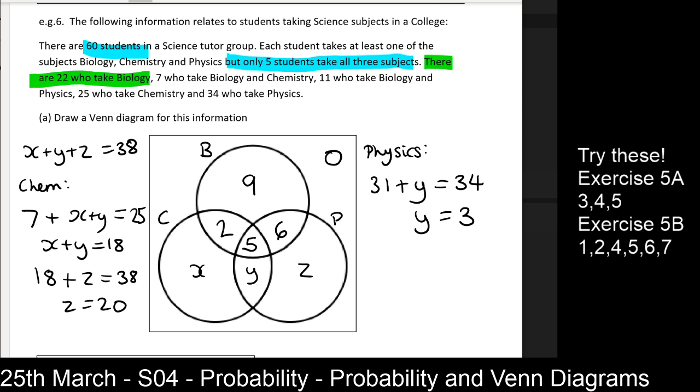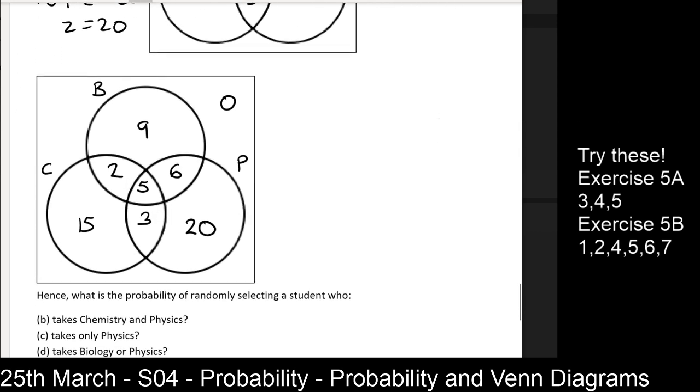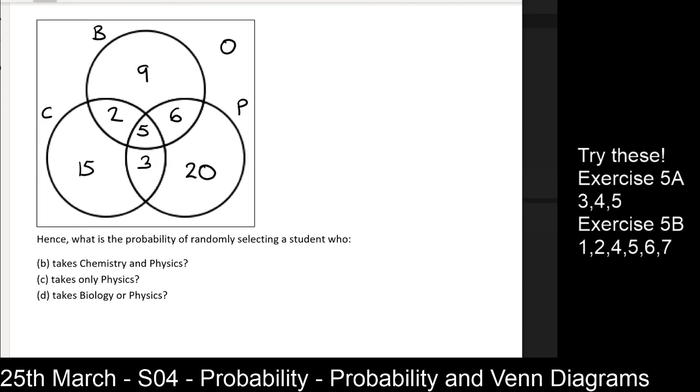I can then go back and plug it in whichever equation I like. I can either plug it in the X plus Y equals 18, or I can put it in the X plus Y plus Z equals 38. And I'll then just get that X equals 15. So there are a number of ways you can do this last one. You can do it kind of some logical approach, or just do it with the algebra more if you want a more systematic approach. Okay, so what we should have here is the following Venn diagram.